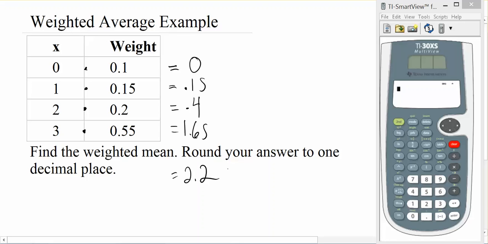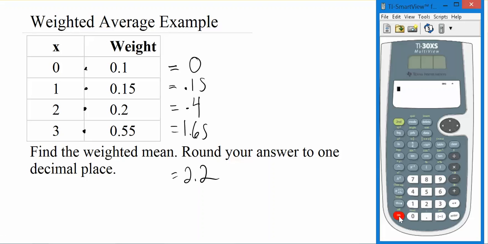Now we would normally then divide by the total of all the weights, but the total of all our weights here is 1. And so in this case here, we get 2.2 as our weighted average. So that's how we can do this by hand. And so we can see it's not simply the regular average of 1.5 because of the weighting.